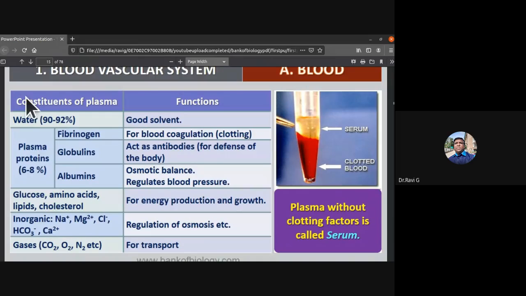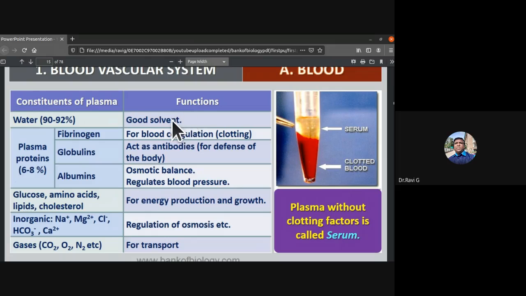So blood, the constituents of plasma. What is the plasma made up of? So 55% of blood is plasma, you know that. Plasma consists of water, 90 to 92% of water. We call it that plasma is majorly composed of water. So this is the clotted blood, and the fluid that is collected, plasma without clotting factors, is called serum. Okay, so the major constituent of plasma is water, 90 to 92%.